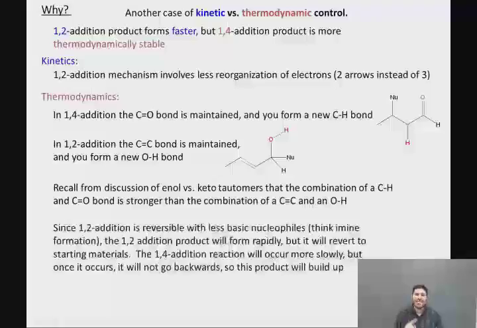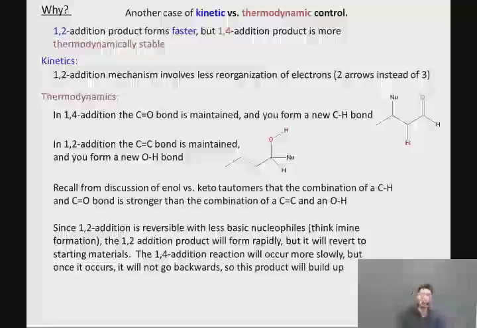Okay, so now, since 1,2 addition is reversible with less basic nucleophiles, the 1,2 addition product will form rapidly, but then it is capable of reverting back to starting materials. And what you need to think about in this case is imine formation, right? Because the nucleophile that I used for the 1,4 addition on the last slide was a primary amine, which if it was going to react with an aldehyde or ketone, would probably go on and give you an imine. You can start down that pathway.